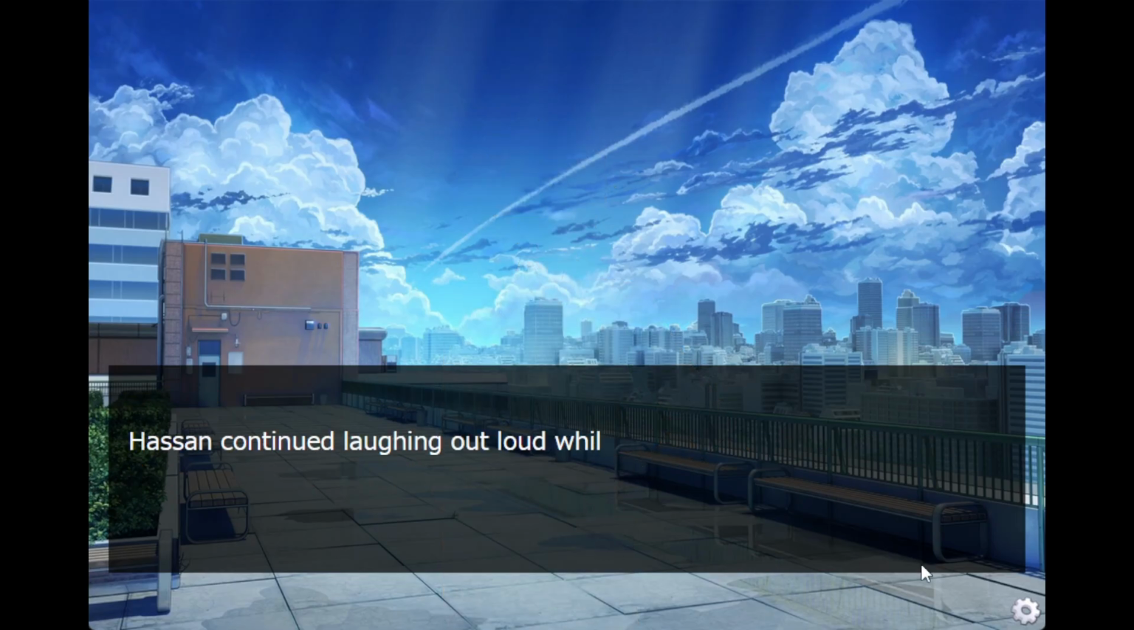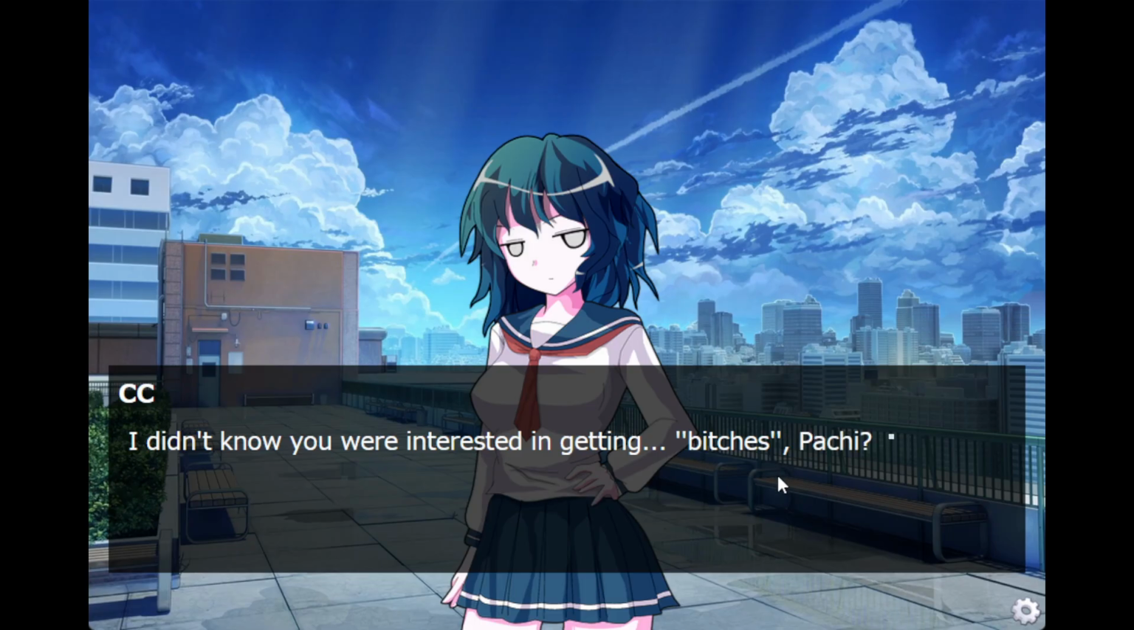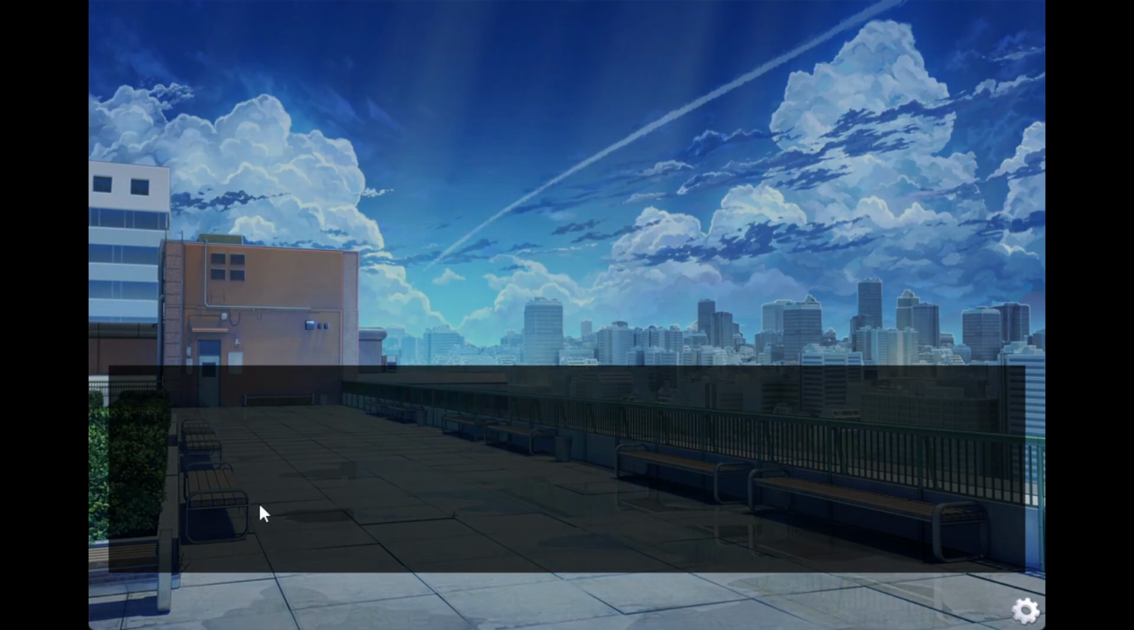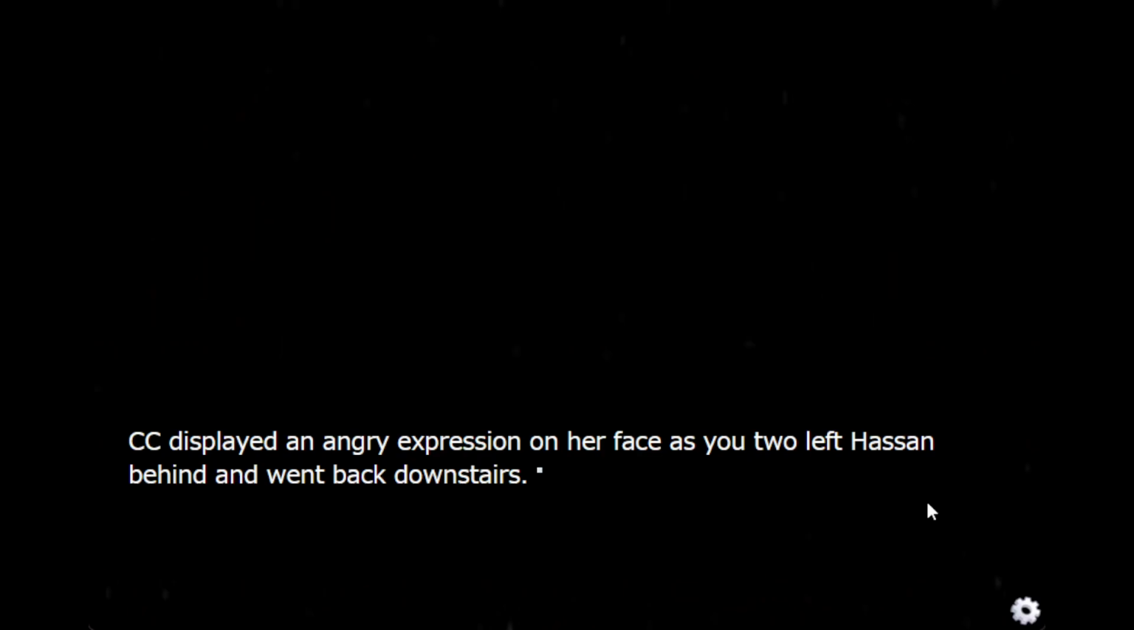Don't call them bitches, bro. Let's not continue laughing out loud while tapping your shoulder. Well, aren't you two getting all buddy-buddy? I think this is a new Cece sprite. I didn't know you were interested in getting bitches, Pachi. That's a funny line. Cece displayed an angry expression on her face as you two left the sound behind and went back downstairs.